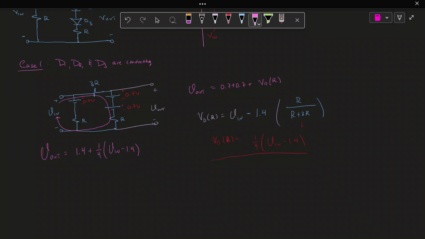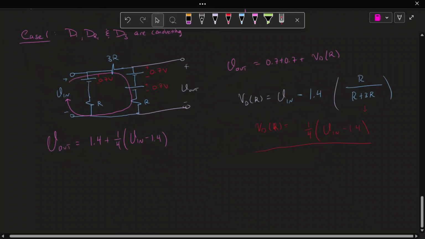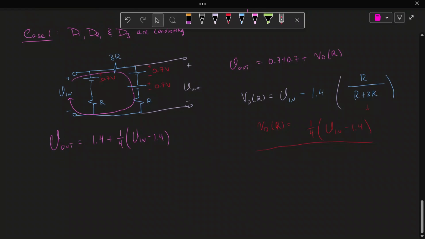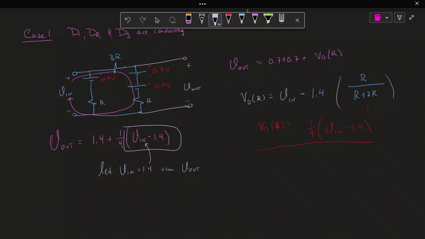But for what V in? Because V in is very important here. What's going to happen if, let's say at an extreme, V in is 1.4? By the way, these are just examples. I'm not trying to give you an answer here. I'm giving you examples to work out in your head. So if we let V in equal 1.4, we plug in 1.4 here, we see this entire thing is 0, so V out is equal to 1.4.